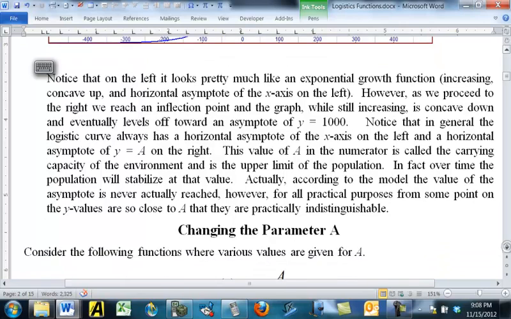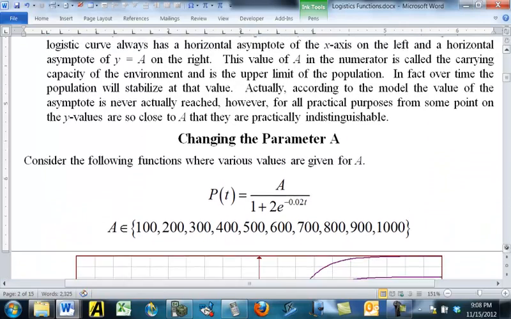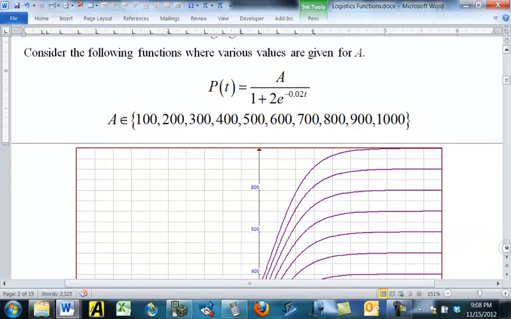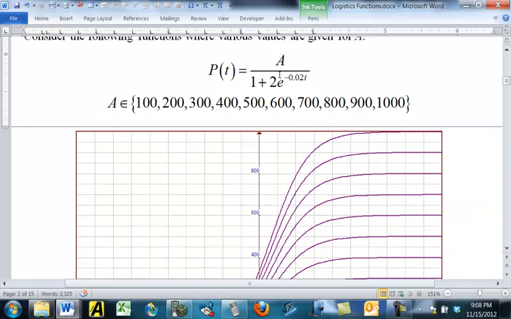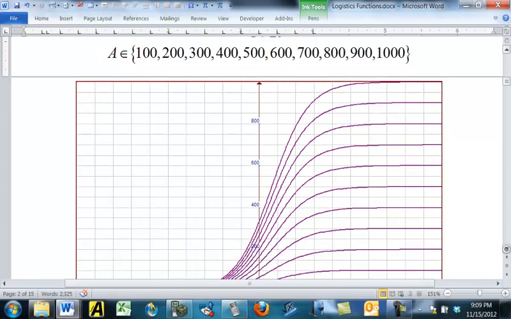So what happens if we change the parameter a? Here I've graphed in Graphmatica this same function, but with different values of a. I'm graphing a over 1 plus 2 e to the negative 0.2t. So I've left the c and the k alone, but I'm changing values of a. Here I've done 100, 200, 300, and so forth up to 1,000. And you can see the graph here.